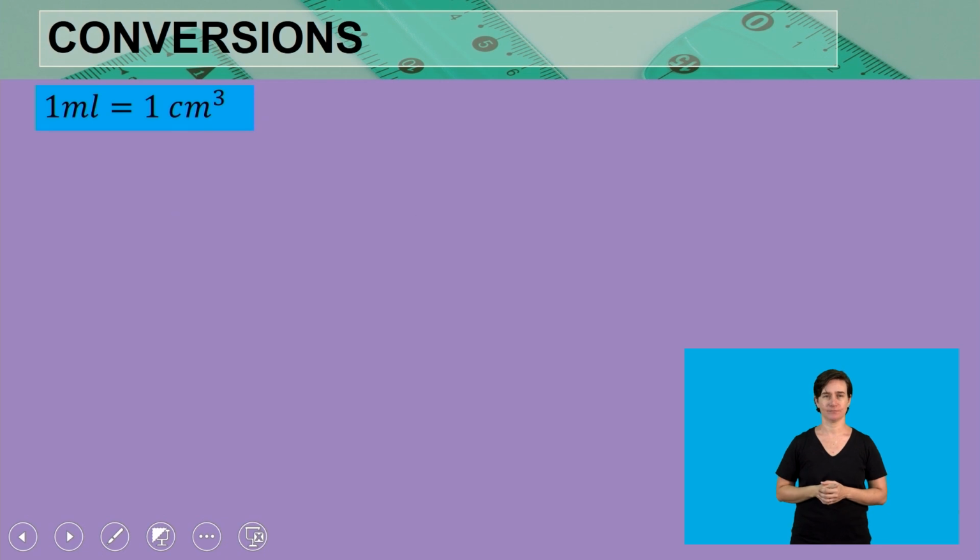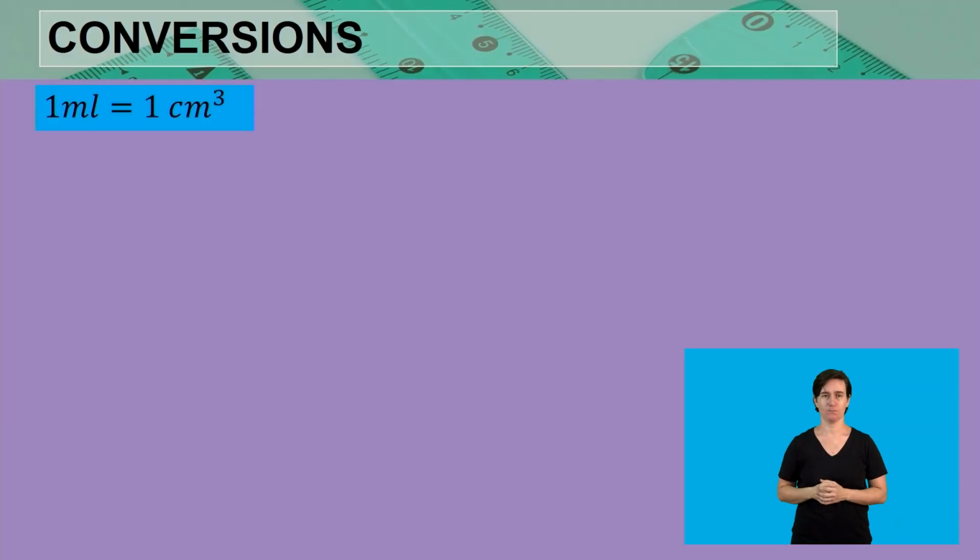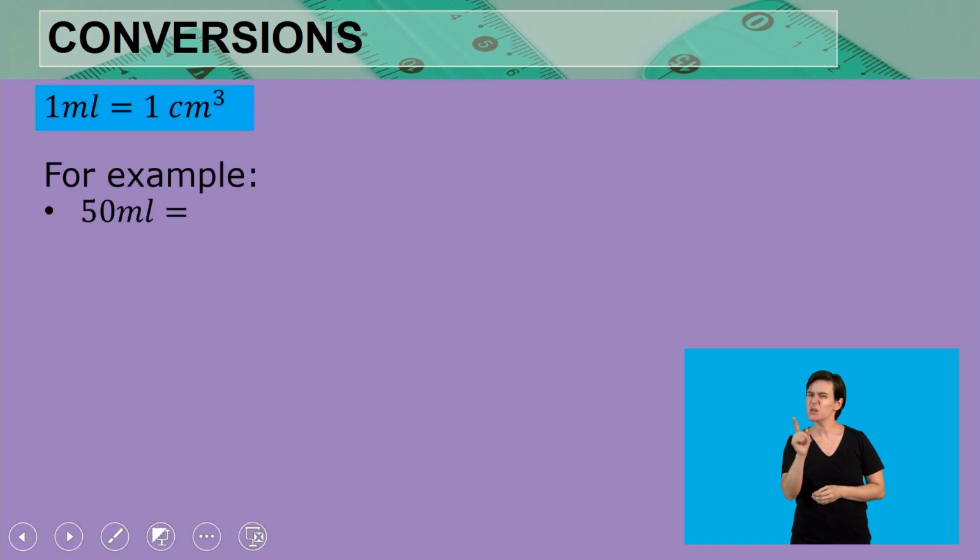Let's now look at conversions. Remember, we said we are going to look at a pre-knowledge of how to convert milliliters to centimeters cubed. Now, if we look there on the screen, we can see that 1 milliliter is equal to 1 centimeter cubed. What does this mean? Let's look at a few examples.